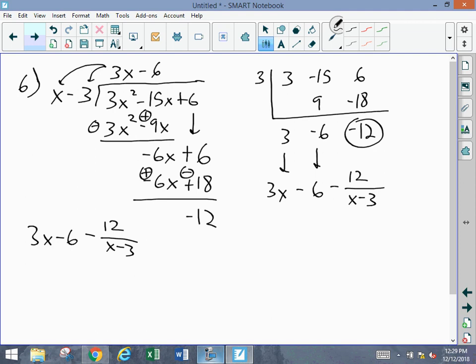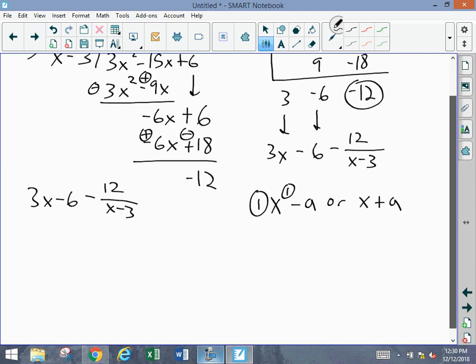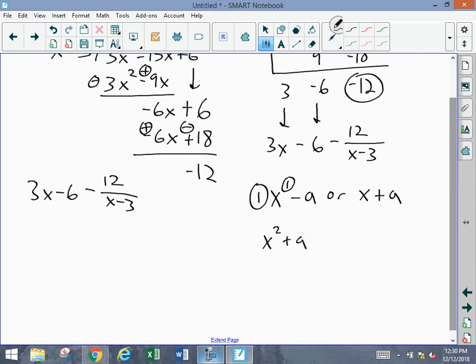Okay, so the rule for doing synthetic, right? This coefficient has got to be 1. This exponent has got to be 1. So if it's in the form x minus a or x plus a, where a is any number, then you can do synthetic division, okay? If it says x squared plus a, you cannot. If it says 2x plus some number a, you can't do it, right? It has to be in the form x plus or minus just some number.